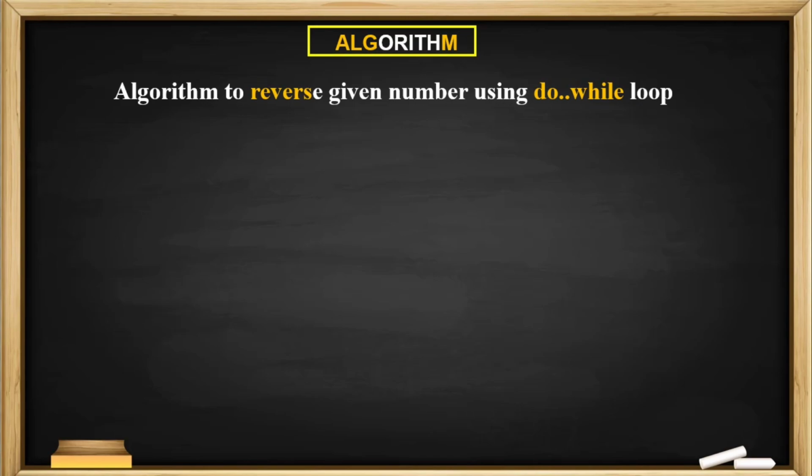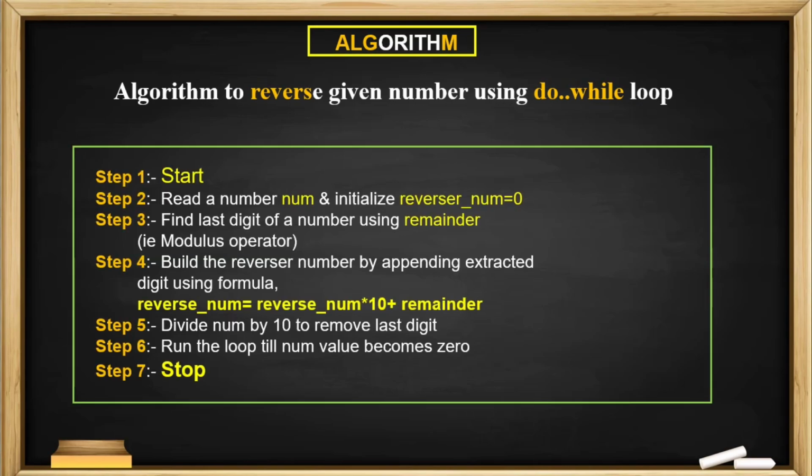Before writing actual program, we always write an algorithm. Algorithm is a blueprint of actual program. We know that algorithm is always written in step. Step 1 is start. In step 2, we read a number which is to be reversed and store it in a variable num. In step 2, we initiate another variable reverse num and initialize it with 0. In step 3, we find last digit of a number by finding remainder, that is using modulus operator.